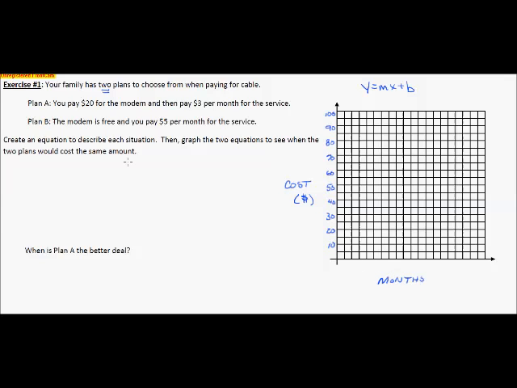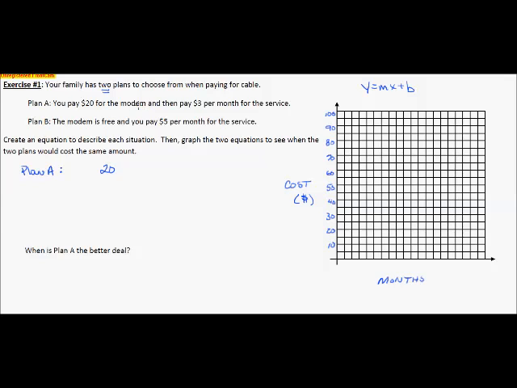Alright, so let's try to create equations that describe these situations here. We have plan A, and this is usually the toughest part for some people to do, is to take the words and convert them to an equation. So let's walk through this first one. You pay $20. Well, that's pretty easy. Let's go over here, and in blue I'll make the equation for plan A here. I'm going to pay $20. So I'm going to put $20 down for the modem.